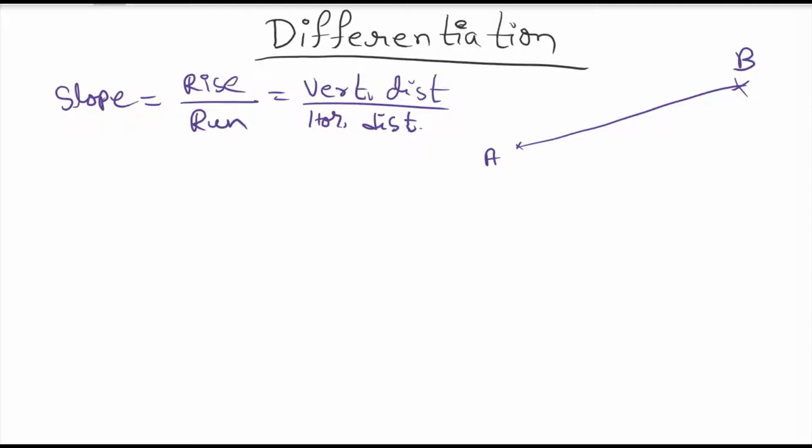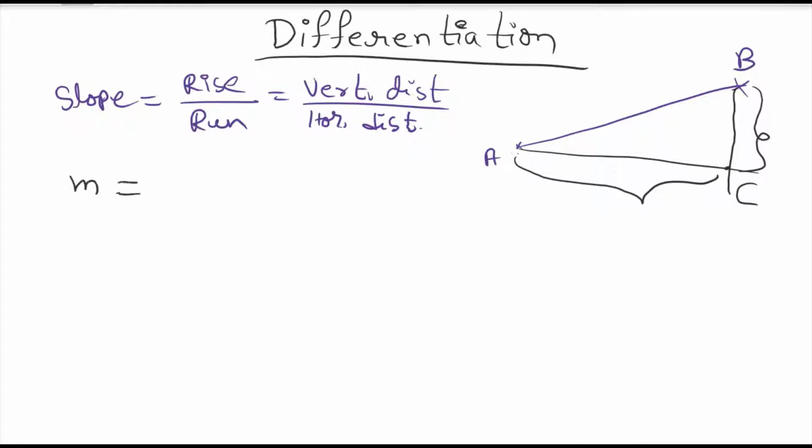So mathematically, when we apply this slope definition, if I take any 2 points and draw these projections, between these 2 points I can get a vertical distance and a horizontal distance. Let me call this vertex C. Slope M is defined by M equals BC upon AC. This is called slope.